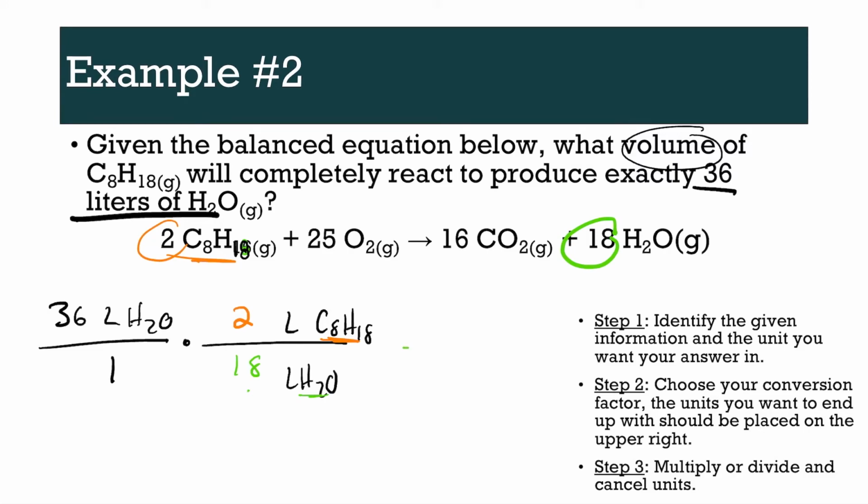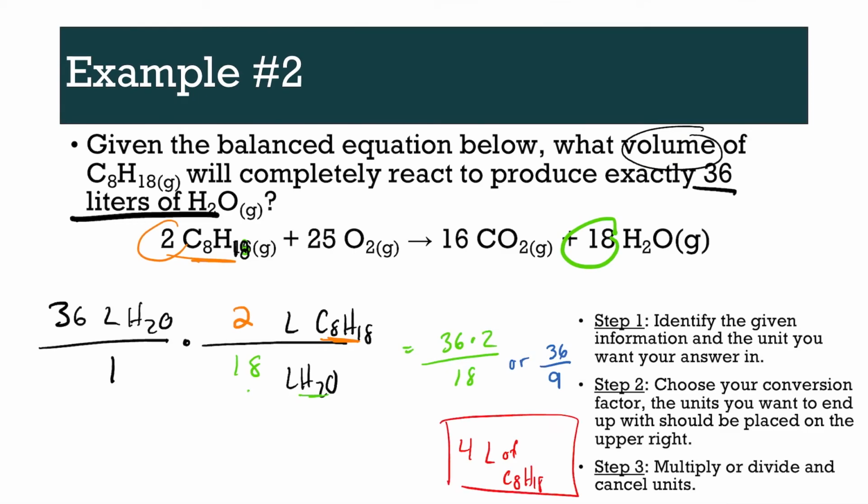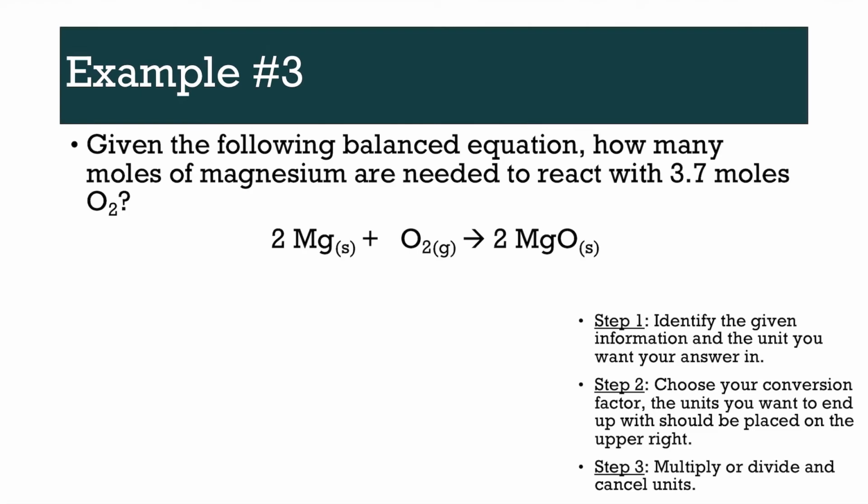Basically, you're left with 36 times 2 divided by 18, and you can totally try it this way. Or you can do it as 36 divided by 9. Both will give you the same exact answer, which is 4 liters of C8H18. And that's it. Again, it's just dimensional analysis, pulling in the coefficients from the balanced equation. So let's do one last one together.